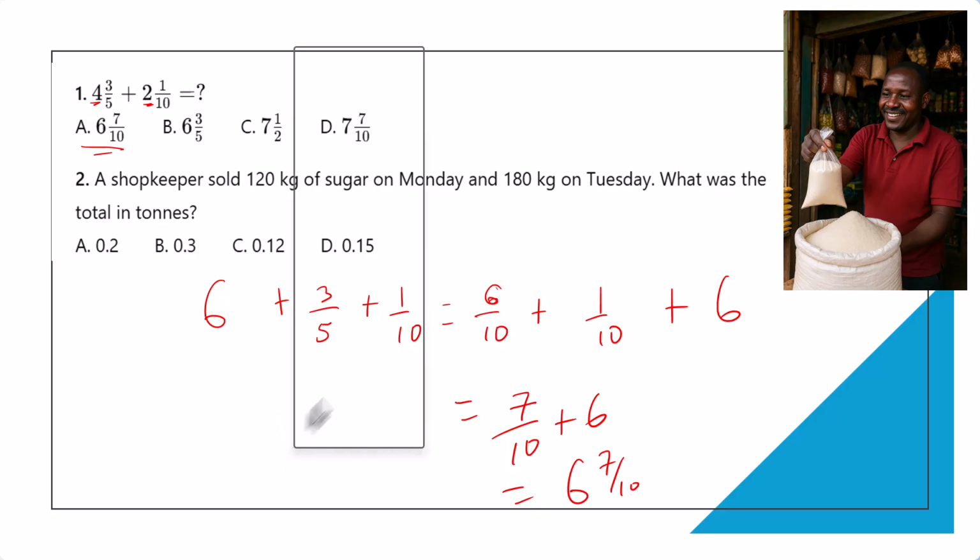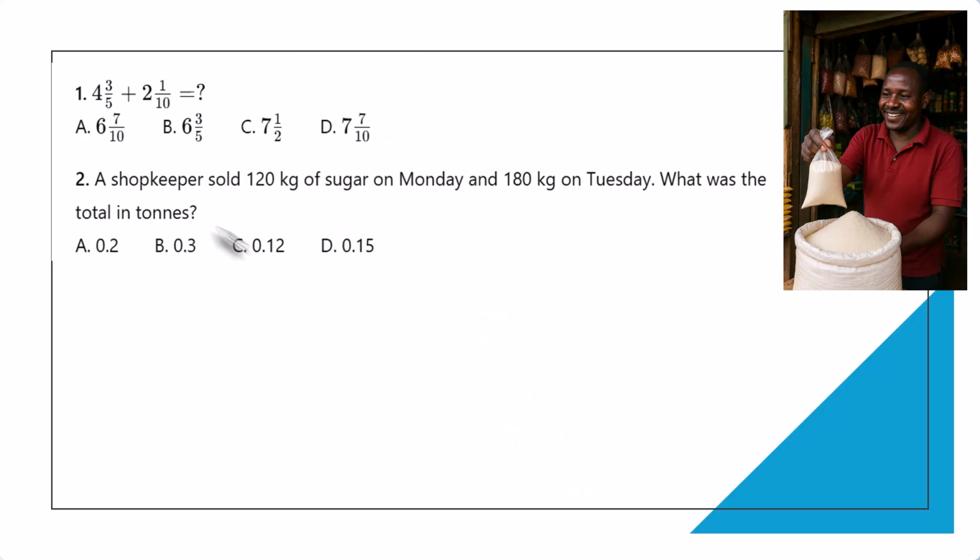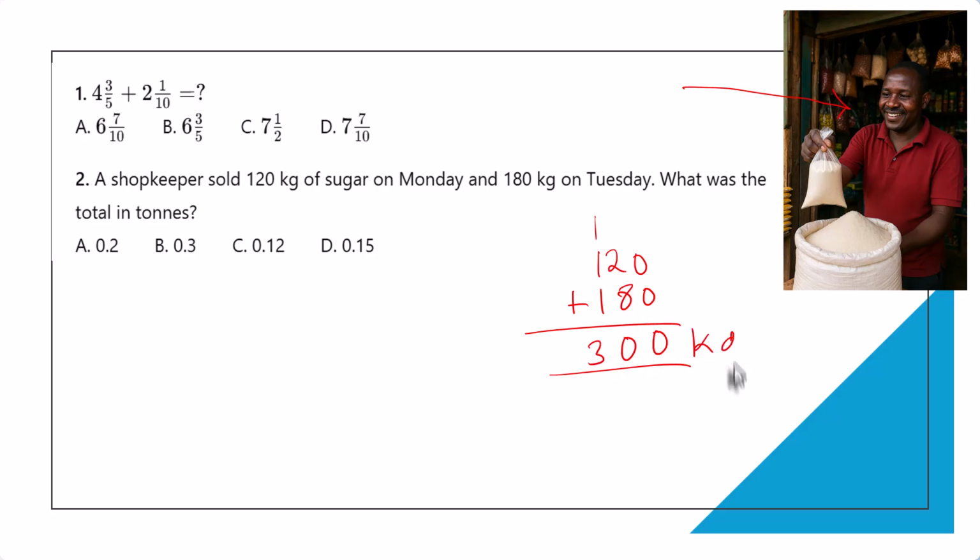The next question says, a shopkeeper sold 120 kilograms of sugar on Monday and 180 kilograms on Tuesday. What is the total in tons? So this is the gentleman that is selling sugar. Selling a lot, you know. One day he sold 120, and another day he sold 180. To get the total, we can add. 0, 2 plus 8 is 10, carry 1. That's going to be 3. But this is 300 kilograms.